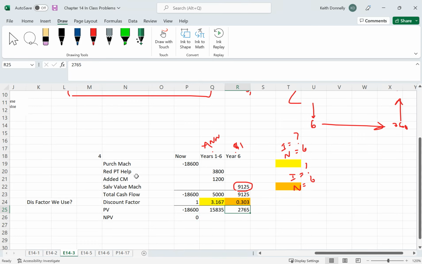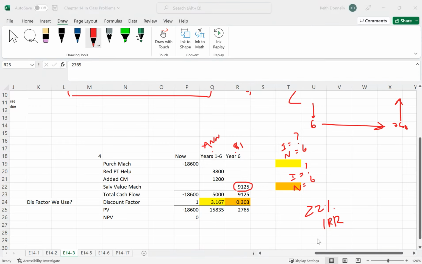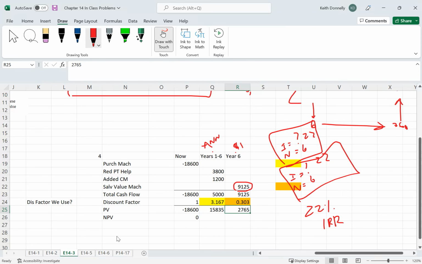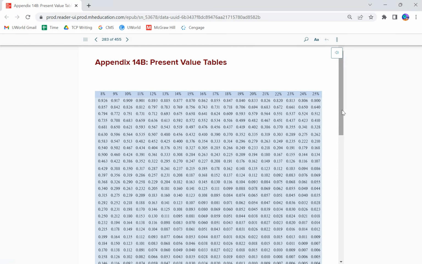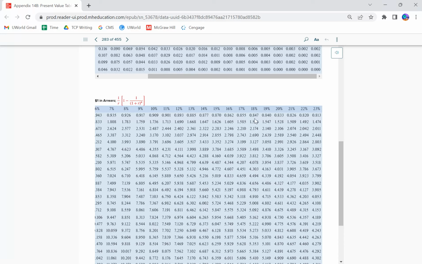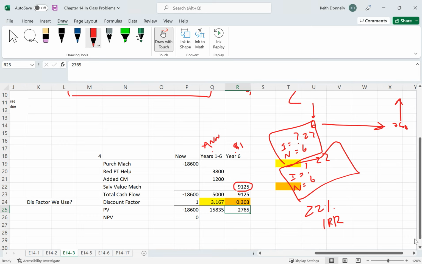So the internal rate of return, the interest rate, would be 22%. So this one would be 22. And we can check this. If we go into the present value tables, at 22%, years 1 through 6, we get 0.303 for the present value of $1. With the annuity table, at 22%, years 1 through 6, we got 3.167. So that's where we got the 0.303 and 3.167. Okay?